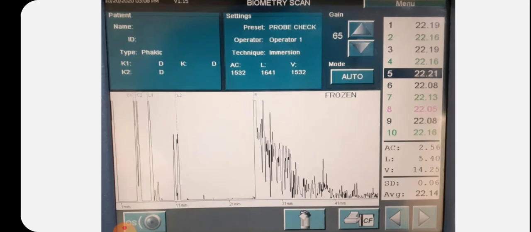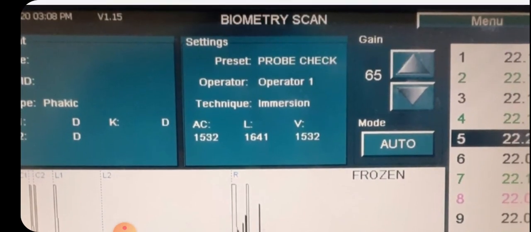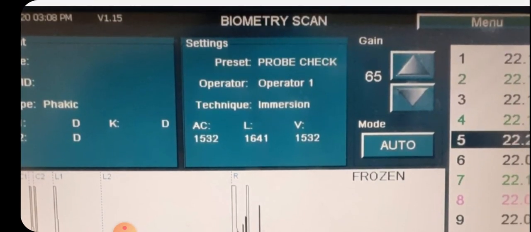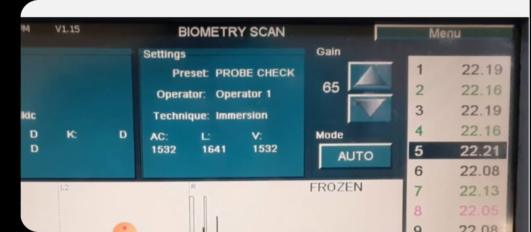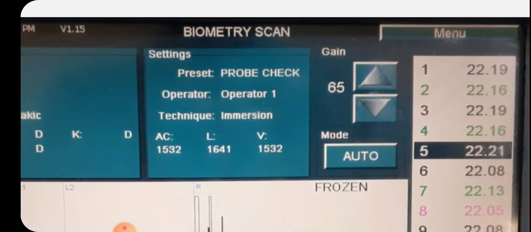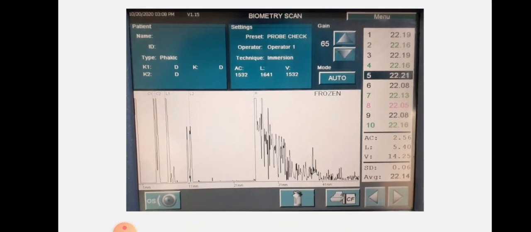We also need to mention the technique, whether it is contact or immersion. You can see the technique here is immersion. Now here you can see a word, gain. So what is that gain? Gain is the intensity of the sound wave: the higher the gain, the higher the intensity of the ultrasound.